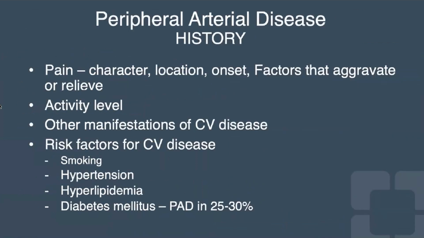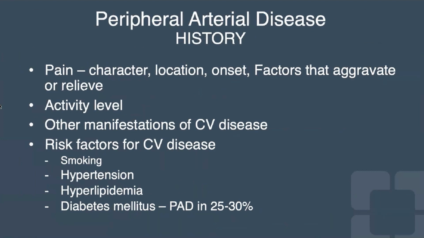So the patients show up. What is their history? Typically, 50% of them are asymptomatic, but some of them may have pain, and we need to find out the character, location, onset, and the factors that aggravate or relieve. And that location, being in the calf or the thigh or the buttocks, can tell you maybe the location of where their claudication or their disease is.